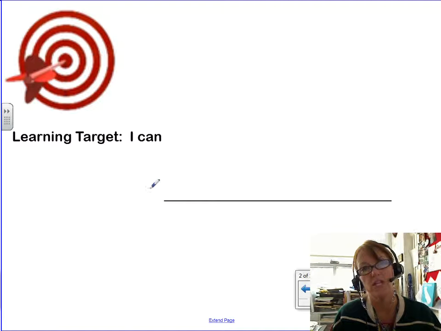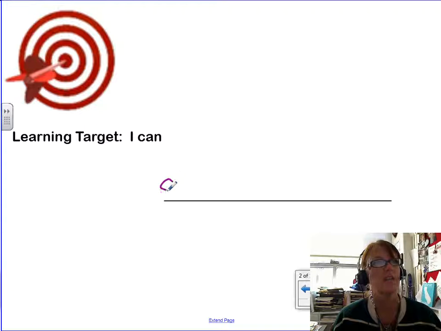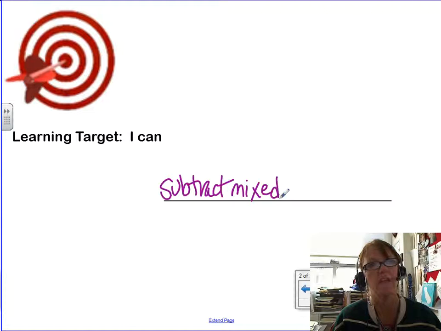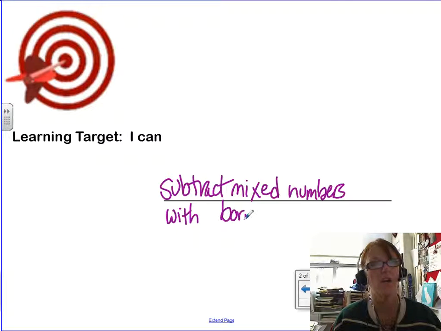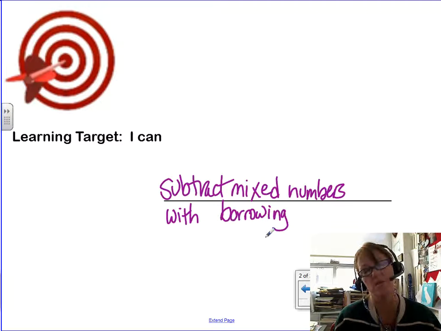Alrighty, learning target for today. Much like your title, we're going to say I can subtract mixed numbers. Remember what mixed numbers are, usually a whole number and a fraction. And specifically what's going to happen today is we're going to encounter some where we have to borrow. So we're going to write it as saying we can subtract mixed numbers with borrowing. Ta-da! This one's going to be kind of short, so hold on to your hats.